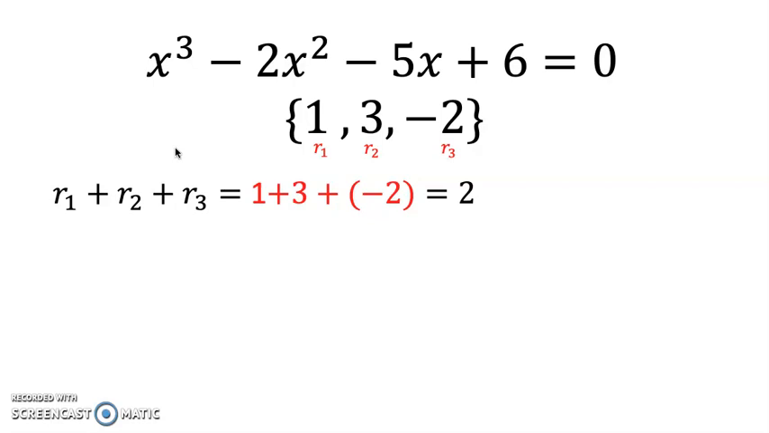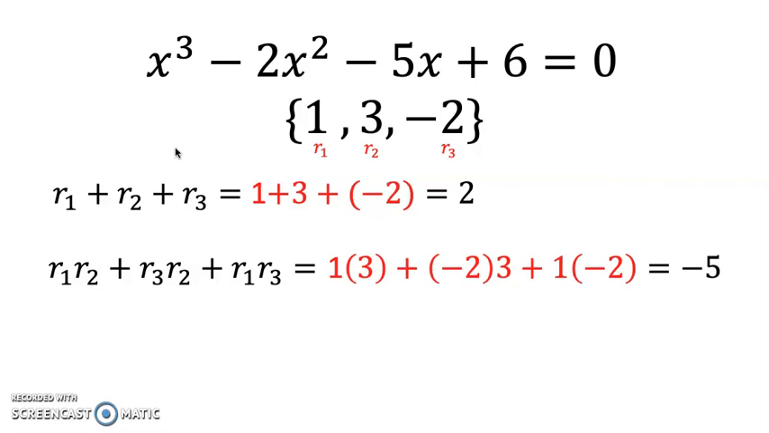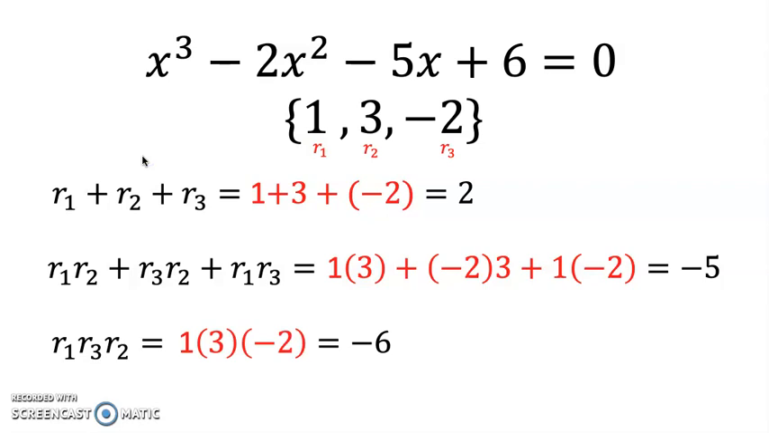How about if we get the sum of the product of two roots of this equation? The possible combinations that we can have are r sub 1 times r sub 2, r sub 3 times r sub 2, r sub 1 times r sub 3. We add them, we will have -5 as the sum. This time, let's get the product of these roots. So, r sub 1 times r sub 3 times r sub 2, we will have -6.